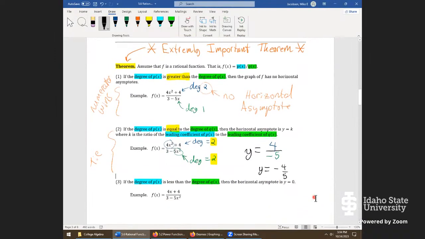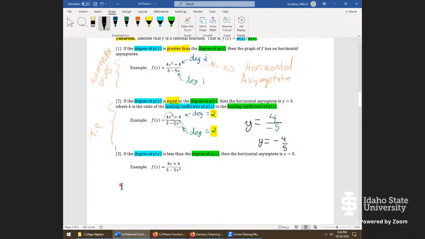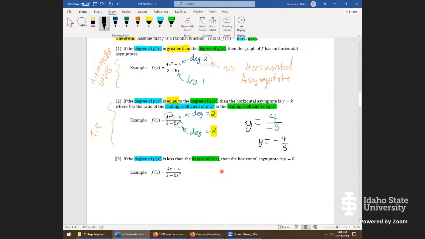Well, let's try out the third case. In case 1 the numerator wins, in case 2 there's a tie, but in case 3 now the denominator wins. It says if the degree of P of X is less than the degree of Q of X, your horizontal asymptote is y equals 0. That's even better because it's telling you no matter what, that will be your asymptote. Let's put here, just to make the notes look somewhat organized, Denominator wins.